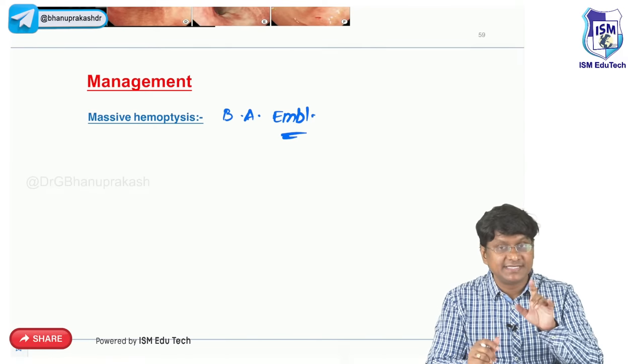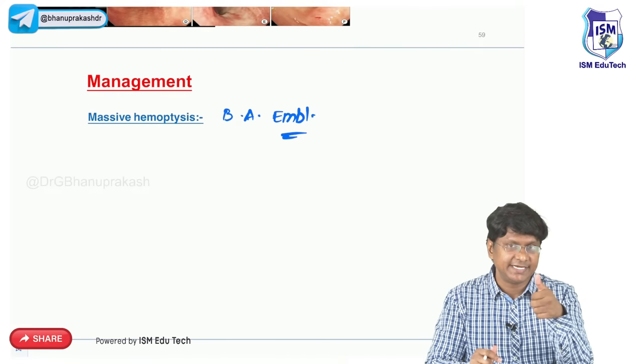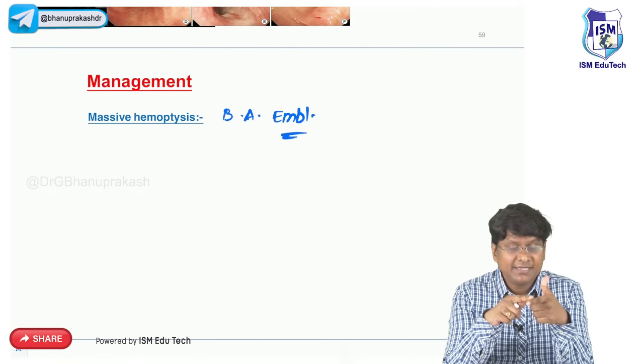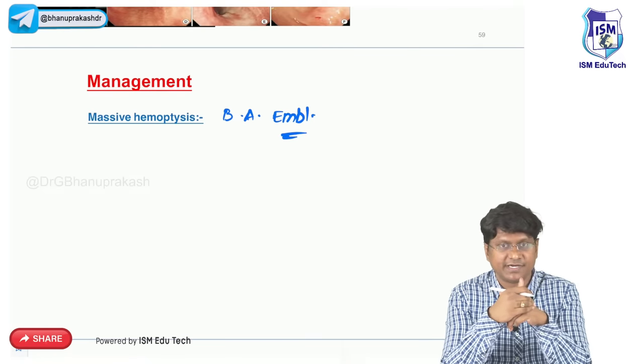So this completes the discussion of your obstructive lung diseases. What all we have discussed: asthma, then bronchitis, bronchiectasis, cystic fibrosis, and COPD. So we are done with the discussion of the obstructive lung diseases, right?